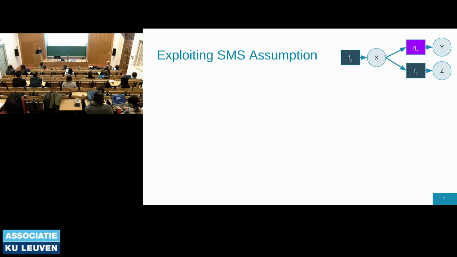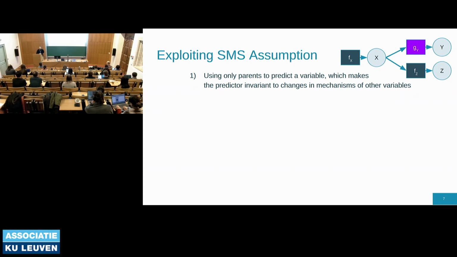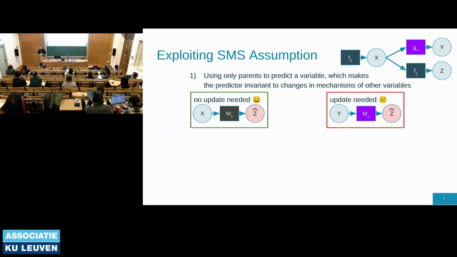So we're looking at exploiting this sparse mechanism shift assumption in two ways. The first one is we'll try to only use parent variables to predict a variable. For example, predicting Z, you could predict it quite well using Y because it's correlated and might have a lot of information about it, but the parent is X. The idea is that if you learn in-domain to depend only on the parent, then if some other mechanism changes, you might get away with not needing to update your model, while if you depend on spurious correlates, like non-parent correlates, there's a higher chance that you'll need to update your model.